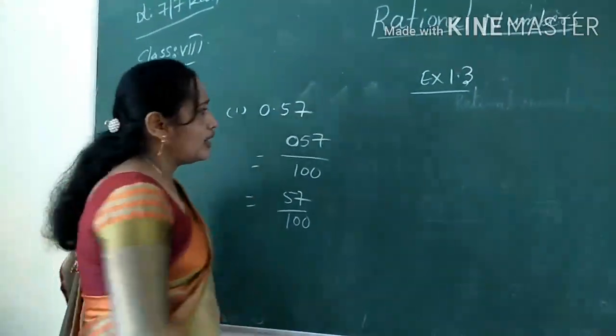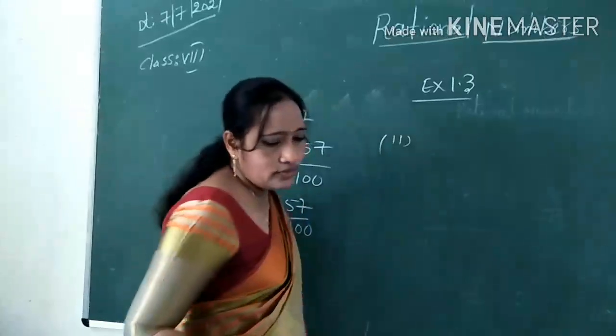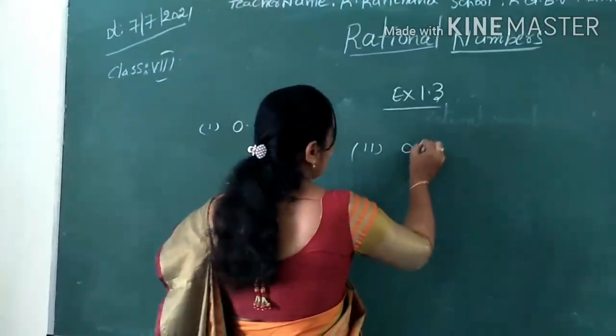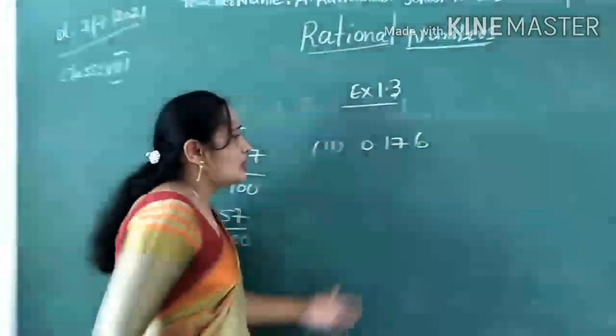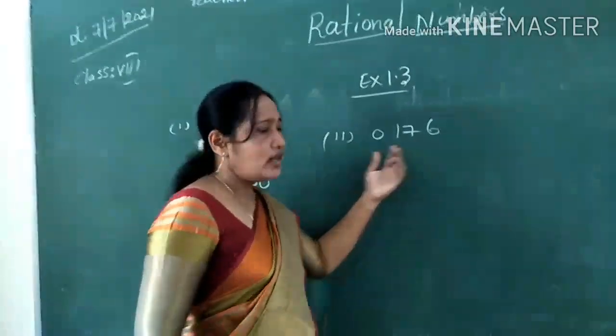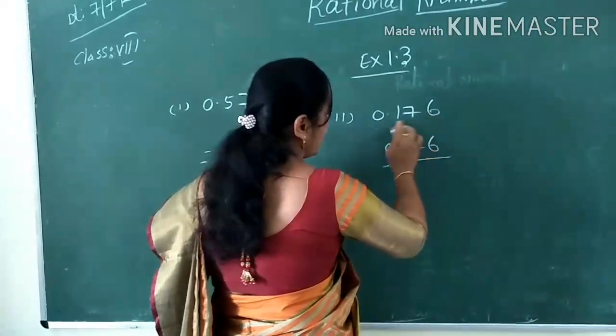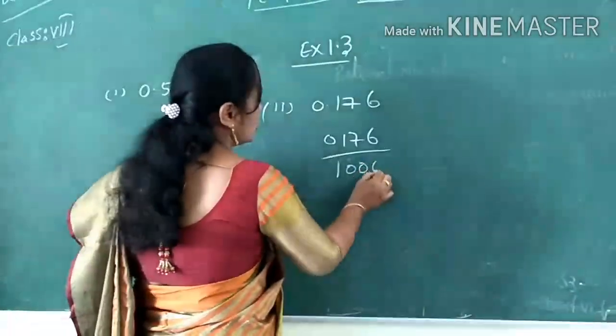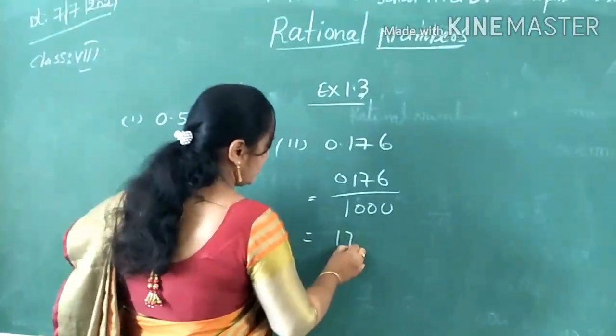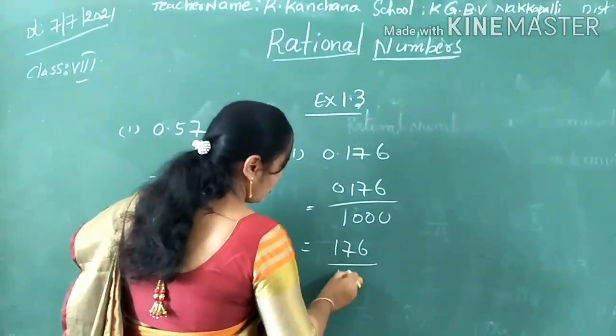The second one is 0.176. Here also, how many digits in decimal form? 3 digits, as you are writing 0.176. So 1 followed by how many zeros? 3 zeros only. So the next one is 176 by 1000.